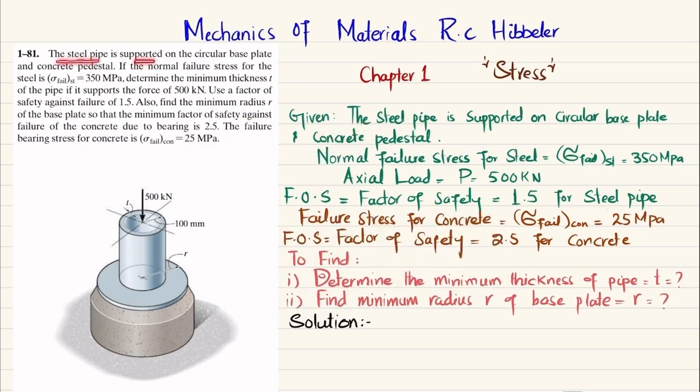So the statement is: the steel pipe is supported on a cylindrical base plate and concrete pedestal. If the normal failure stress for steel is 350 megapascal, determine the minimum thickness T of the pipe if it supports the force of 500 kilonewton. Use a factor of safety against failure of 1.5.